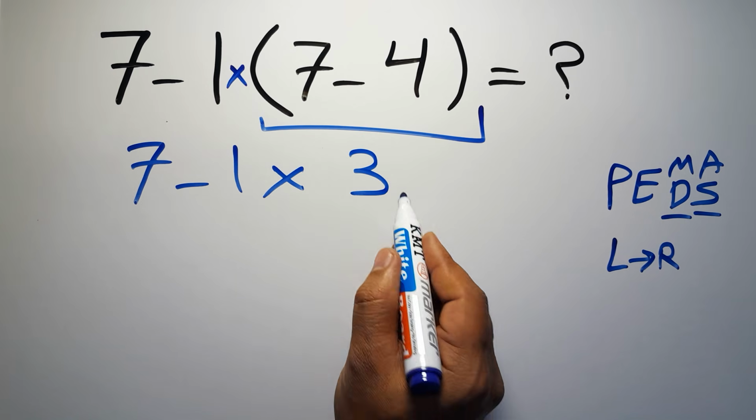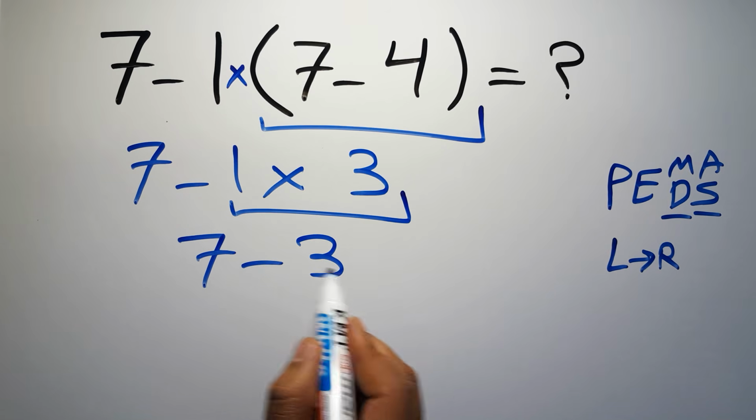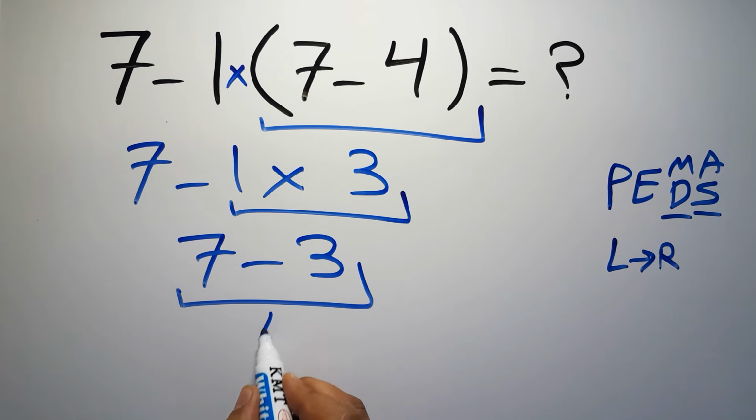1 times 3 gives us 3. So 7 minus 3, which equals 4. And this is our final answer to this problem.